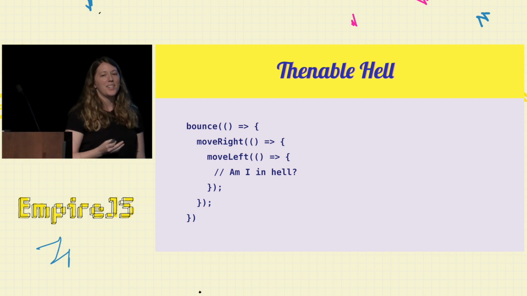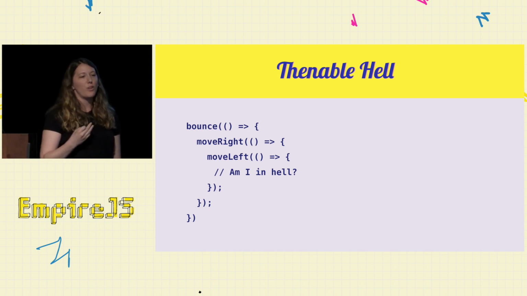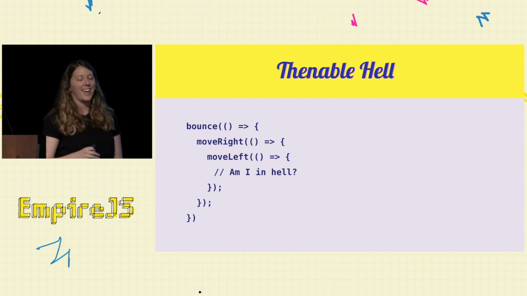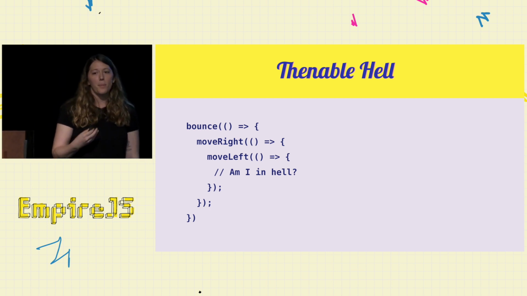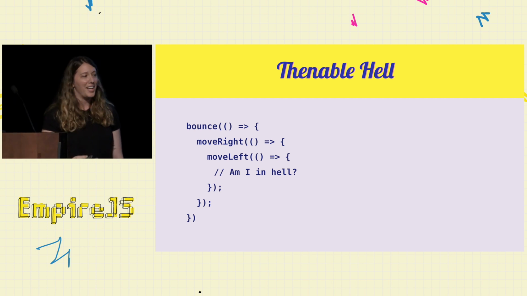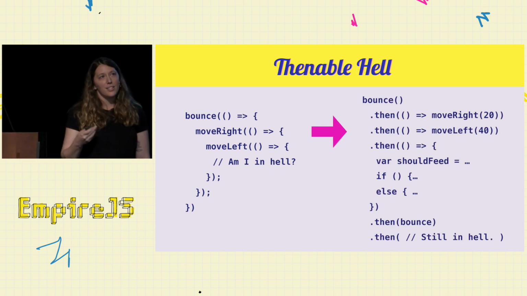Once upon a time, we used callbacks for async work on the front end, and this led to the dreaded triangle of doom, aka callback hell. And one of the things I noticed when building this game was that promises didn't really alleviate callback hell. You're still in hell. It's just a different looking hell.